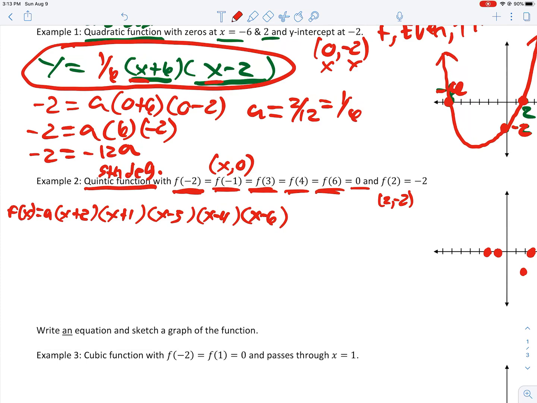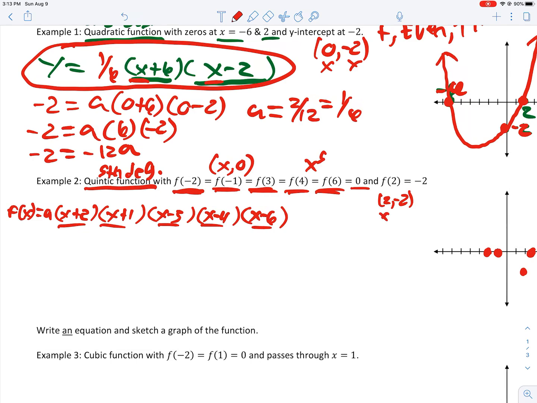Okay, so now we have x 5 times, so I have x to the 5th. So I'm good. It's a 5th degree. That tells me that it's going to pass through every one of those 5 x-intercepts because none of them repeat. So same idea. I just have to figure out a.